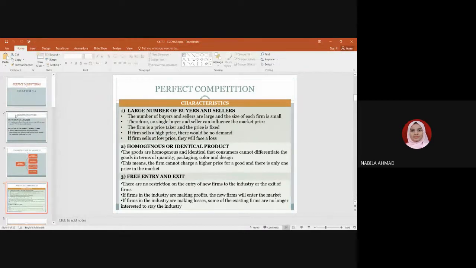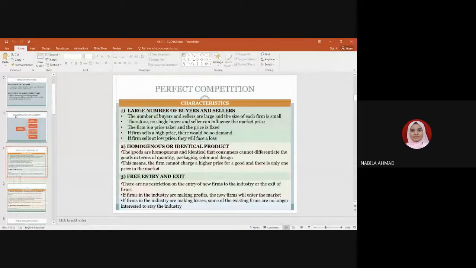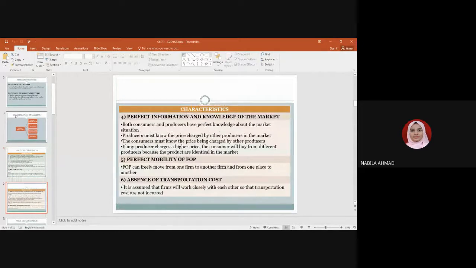Okay? And then perfect information and knowledge of the market. So both consumer and producer, they will have perfect knowledge about the market. Yeah, so producer dia mesti tahu harga yang charged by other producer. Consumer juga perlu tahu berapakah harga yang ditentukan oleh pasaran supaya tidak tertipu. Yeah. And then perfect mobility and absence of transportation. Yang paling penting 4 ni lah. Yeah. So kalau perfect competition, it has large number of seller and buyer. They are price taker. They produce homogeneous or identical product. And then free entry and exit, dan perfect information and knowledge of the market.